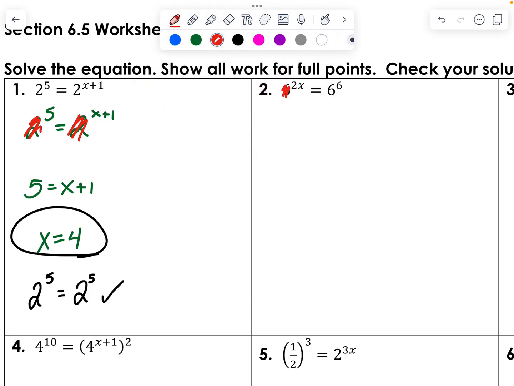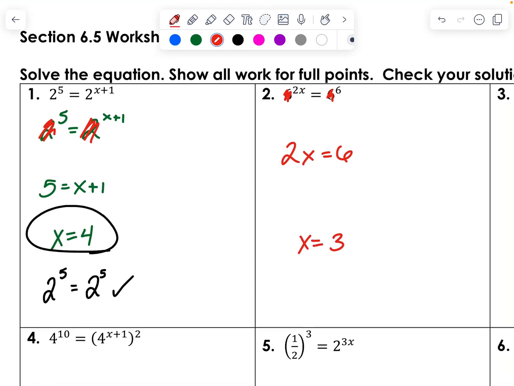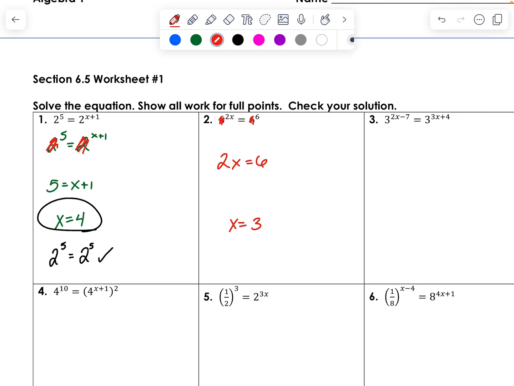We can do the same thing here with the number 2. I have like bases. So I see 6 to the 2x equals 6 to the 6th. Well, if these are the same base, I don't really need the base. I can say 2x equals 6 and divide to get x equals 3. Why don't you take a second, pause the video, and try number 3 and check your work.